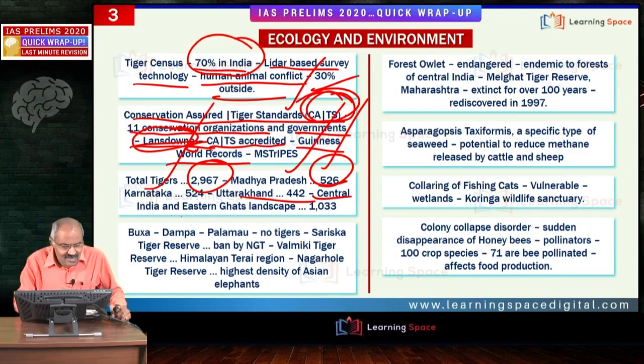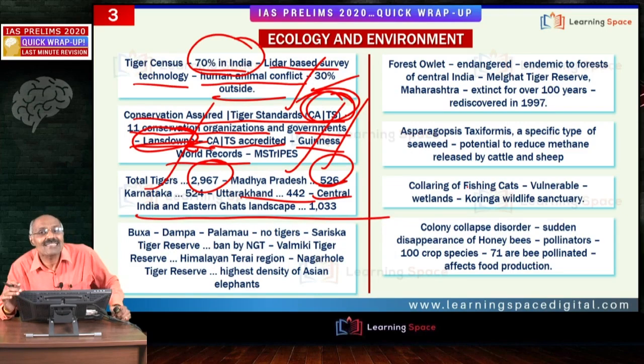Then the Central India and Eastern Ghats landscape has the highest number of tigers, and certain tiger reserves are in the news. Let me tell you some of them. Bandipur Tiger Reserve.